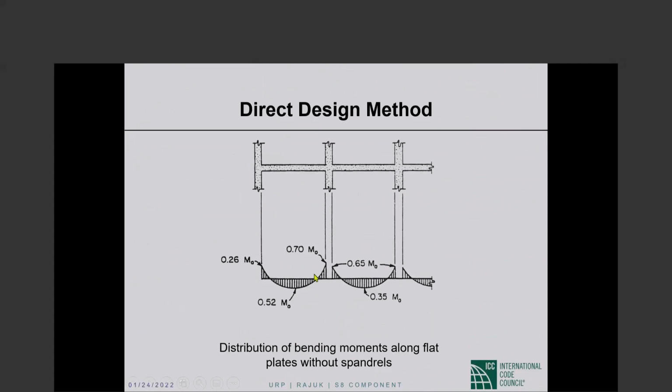Okay, so 70% of m sub 0 at the first interior support, 52% in the span, 26% of m sub 0 at the exterior support section. This is for the end span of a flat plate. The interior span, it is 65, 35, that's 100. 65, 35 distribution, okay? 65% to the support, 35% to the span.